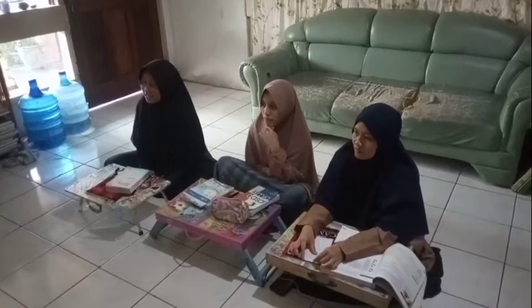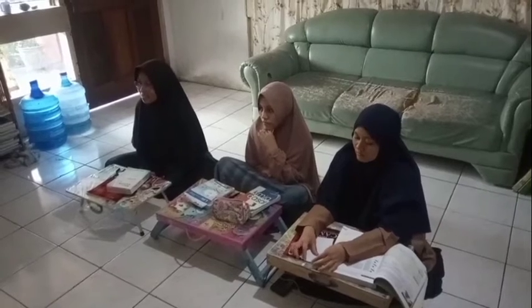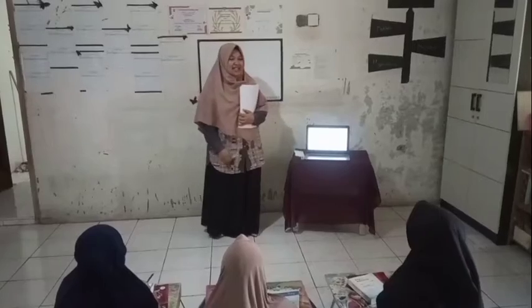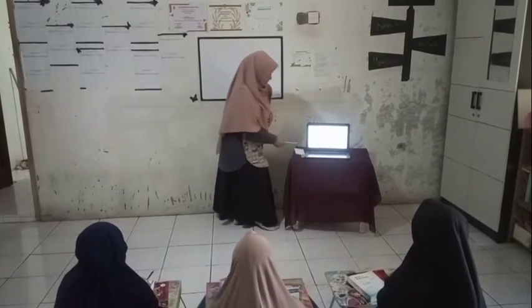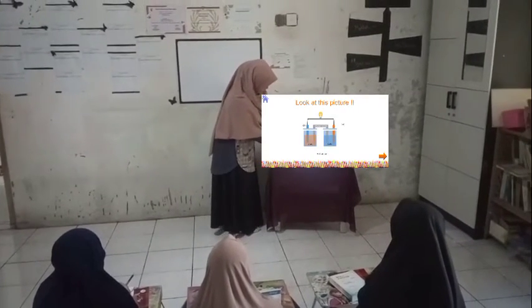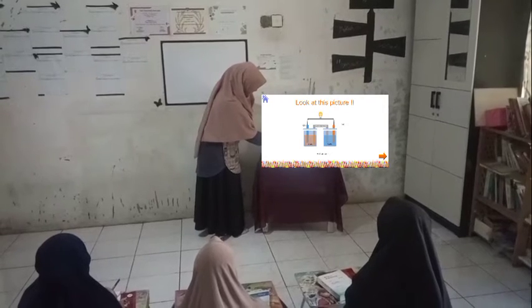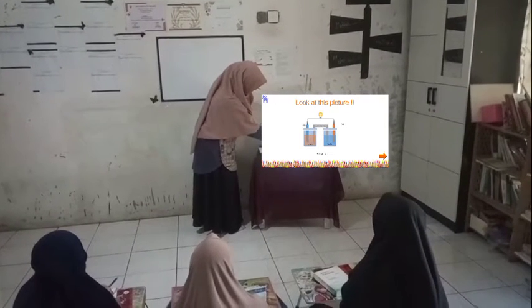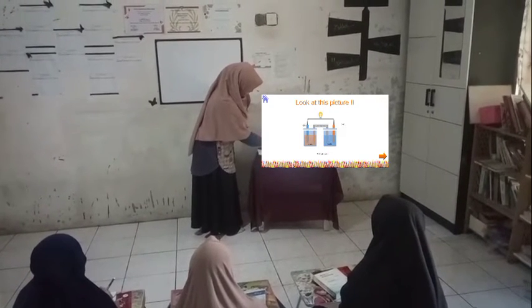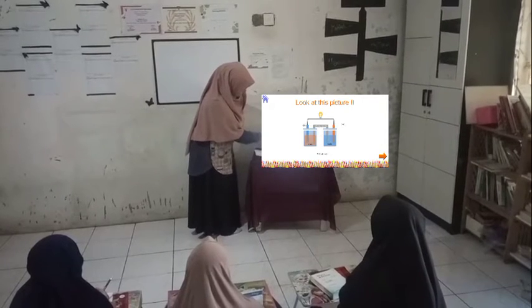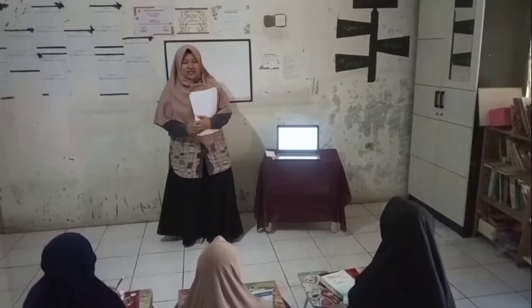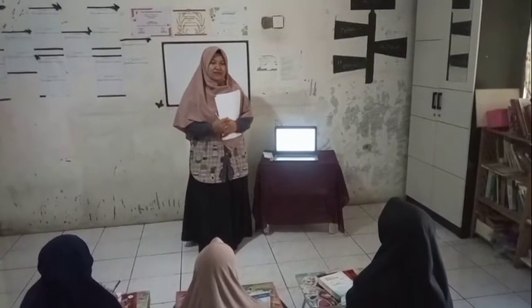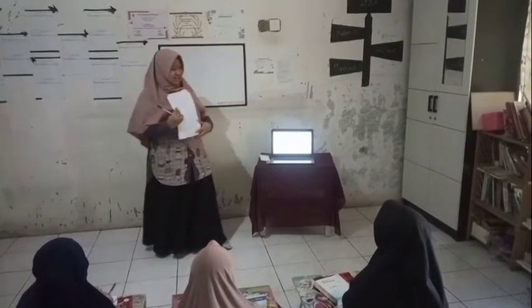The anode is zinc and the cathode is copper, Miss. Yes, Aska, that is the correct answer. In this picture, we can see zinc metal will flow to the Cu. So zinc is the anode and copper is the cathode. Okay, I think you understand this material.